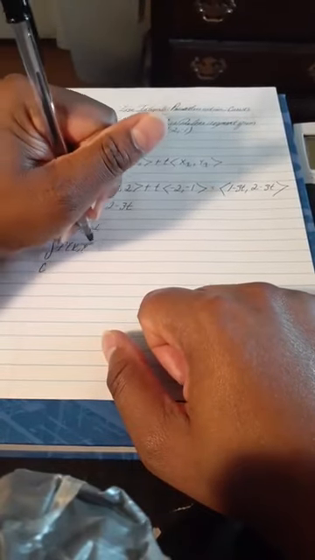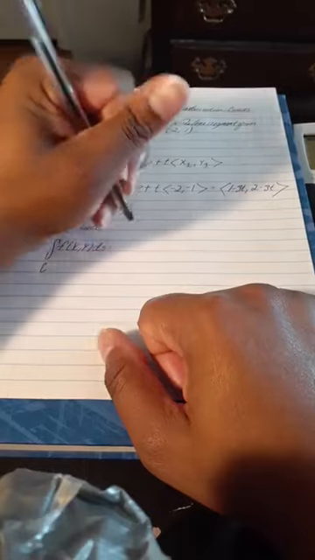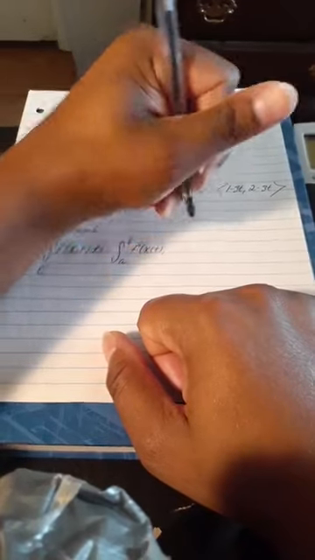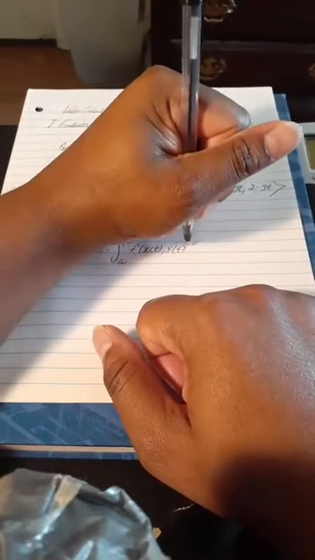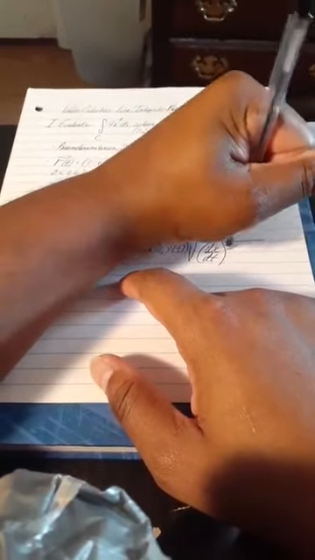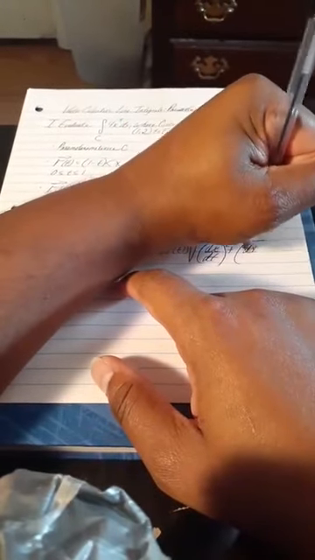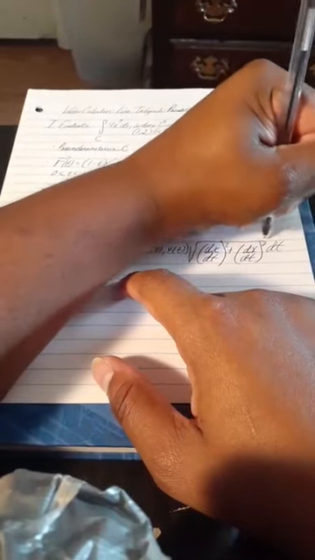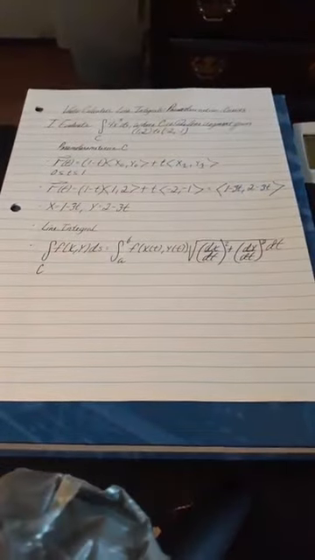If we have a line integral of f(x, y) ds, that's just equal to the integral from a to b of f(x(t), y(t)) multiplied by the square root of (dx/dt) squared plus (dy/dt) squared, dt. That's the formula for it.